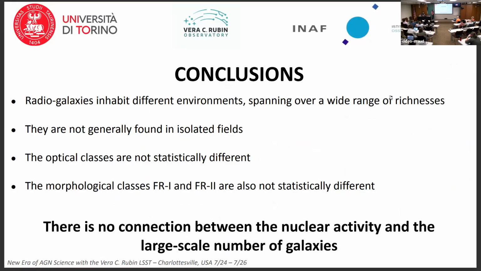So the conclusion is that radio galaxies inhabit different environments. They span a wide range of richnesses, but they're generally not found in isolated fields. And the various classes, the morphological classes of FR1s and FR2s and the optical classes HEGs and LEGs, are not statistically different. So I guess I can say that there is no connection between the nuclear activity and the large scale number of galaxies.